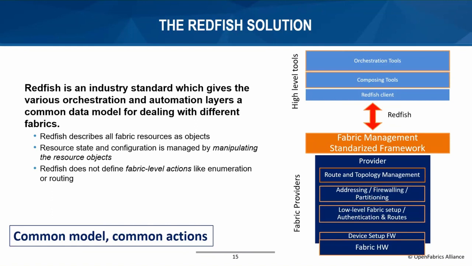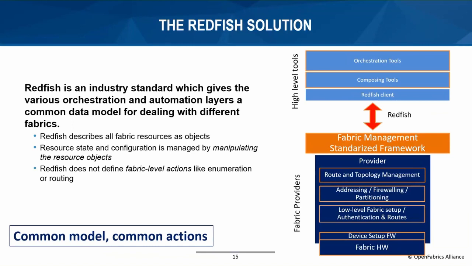So as this slide implies, REDFISH is an industry standard which gives the various orchestration and automation layers a common data model for dealing with different fabrics. REDFISH describes all fabric resources as objects, and the resource state and configuration is managed by manipulating the resource objects. So REDFISH gives the M fabrics a single API for dealing with N orchestration and automation layers.